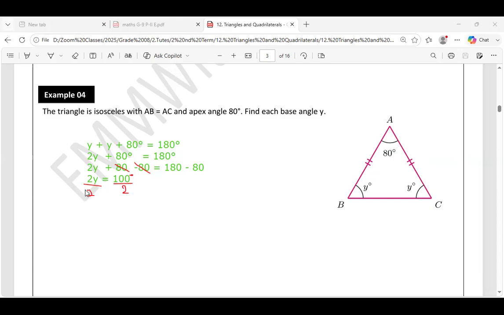Right? So 2 times y, 2 times y. y is equal to 100 divided by 2, which is 50 degrees. Don't forget the degrees part. You will lose marks. And y is equal to 50 degrees. This is how we are going to find it.